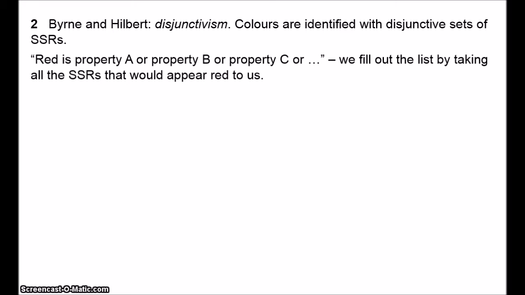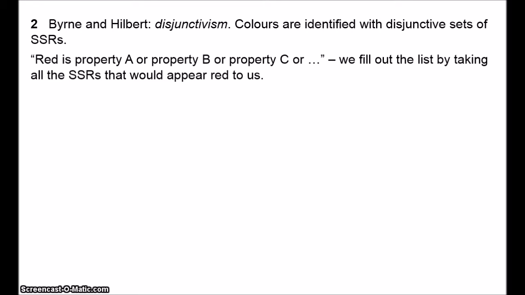And then we fill out that list by listing all the spectral reflectances that appear red to us. So groups of spectral reflectances are determined by their effect on the visual system. Bear in mind that we would have to say this anyway, because there are many reds, right? Some reds are more yellowish, some are more bluish. So we would have to group spectral reflectances together like this anyway.